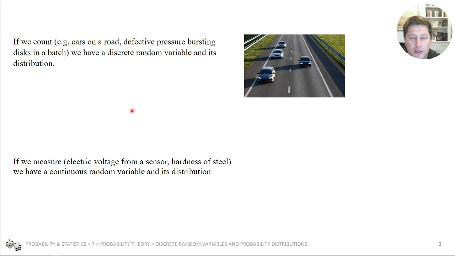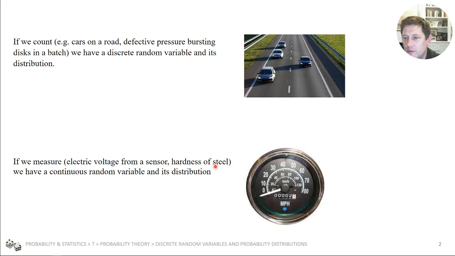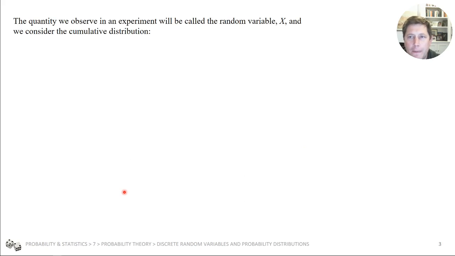And some variables are not like that, they're continuous. For example, the electric voltage from a sensor or the hardness of steel, that's a continuous variable, like the speed at which you're travelling. And that could change anywhere between 0 and some other limit, 60 for example. Between some limits it could take any value, it has an infinite number of possible values. And today we're concentrating on discrete variables, and then in the next lecture we'll look at continuous variables.